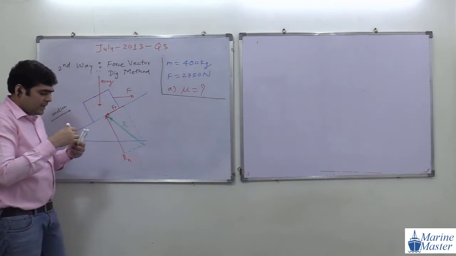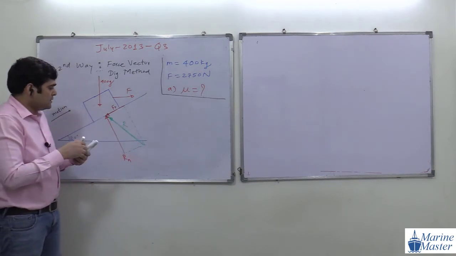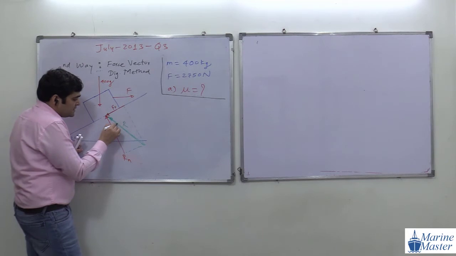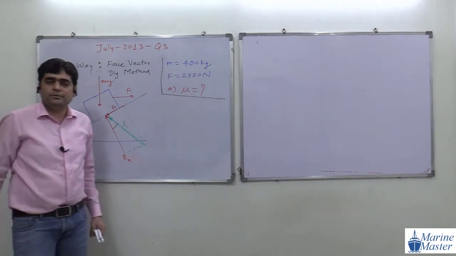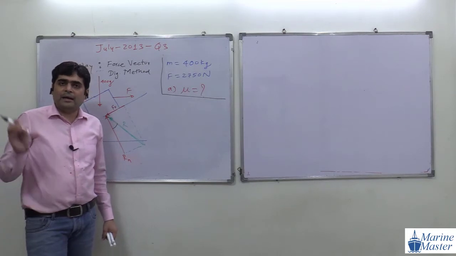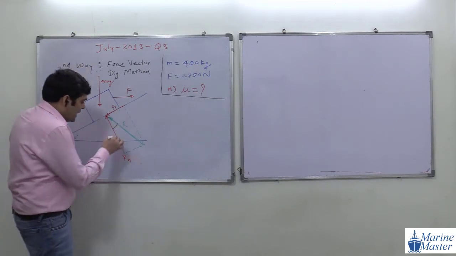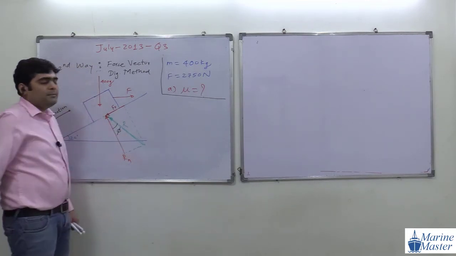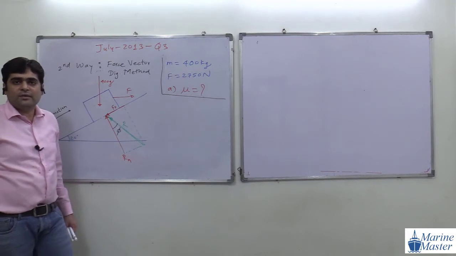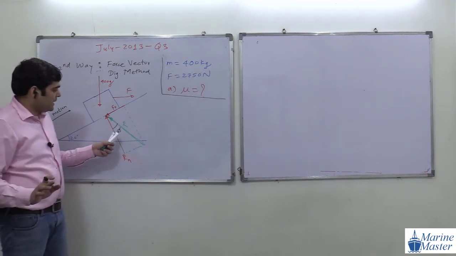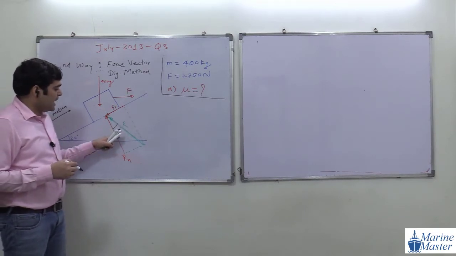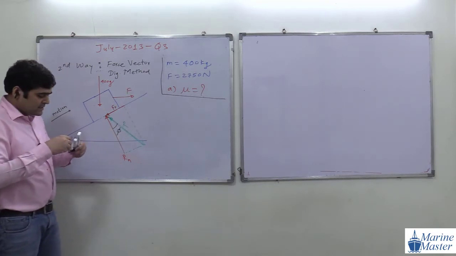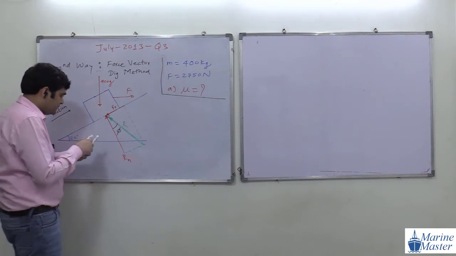R is the diagonal of the rectangle. The angle between R and Rn is phi. This is what we discussed in basic theory. So the angle between R and Rn is phi. See the point here, a very important discussion.